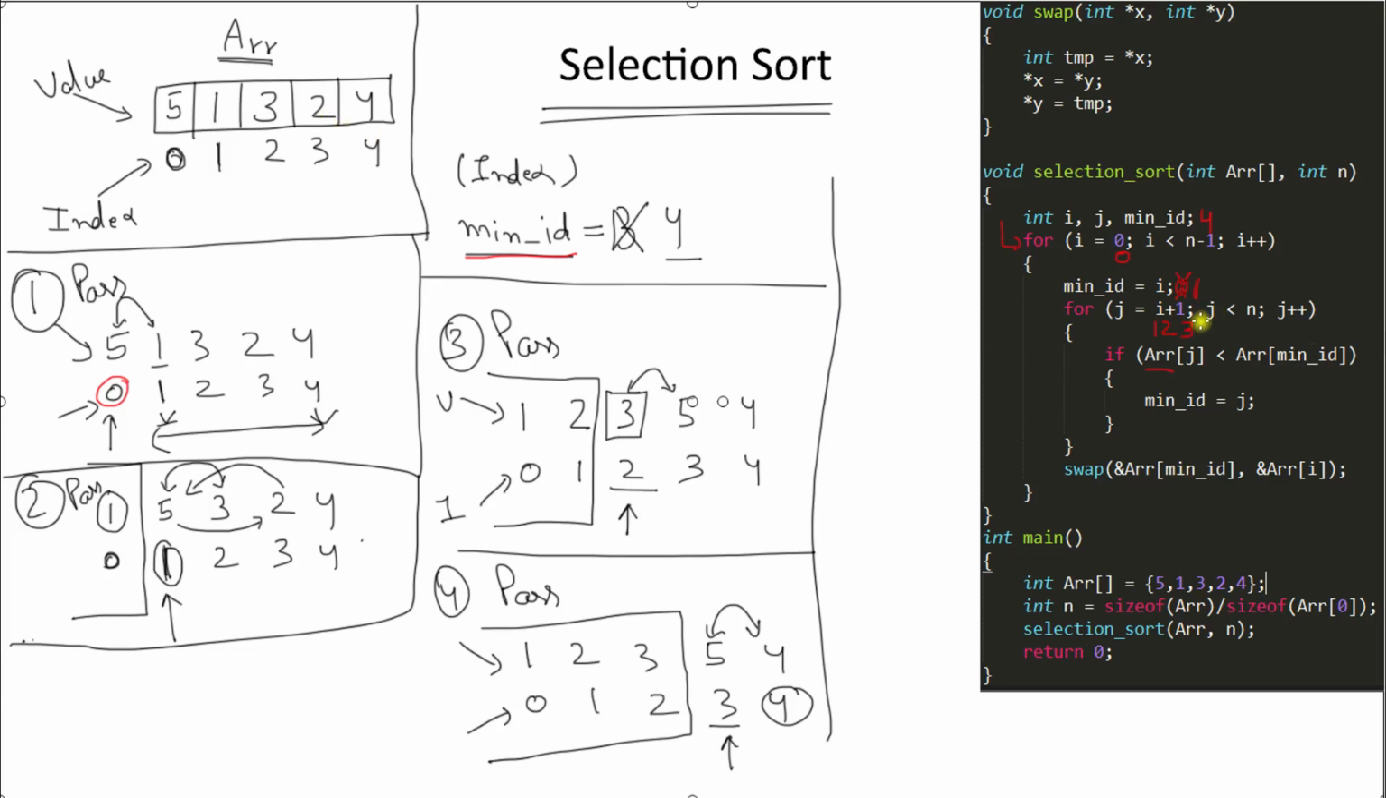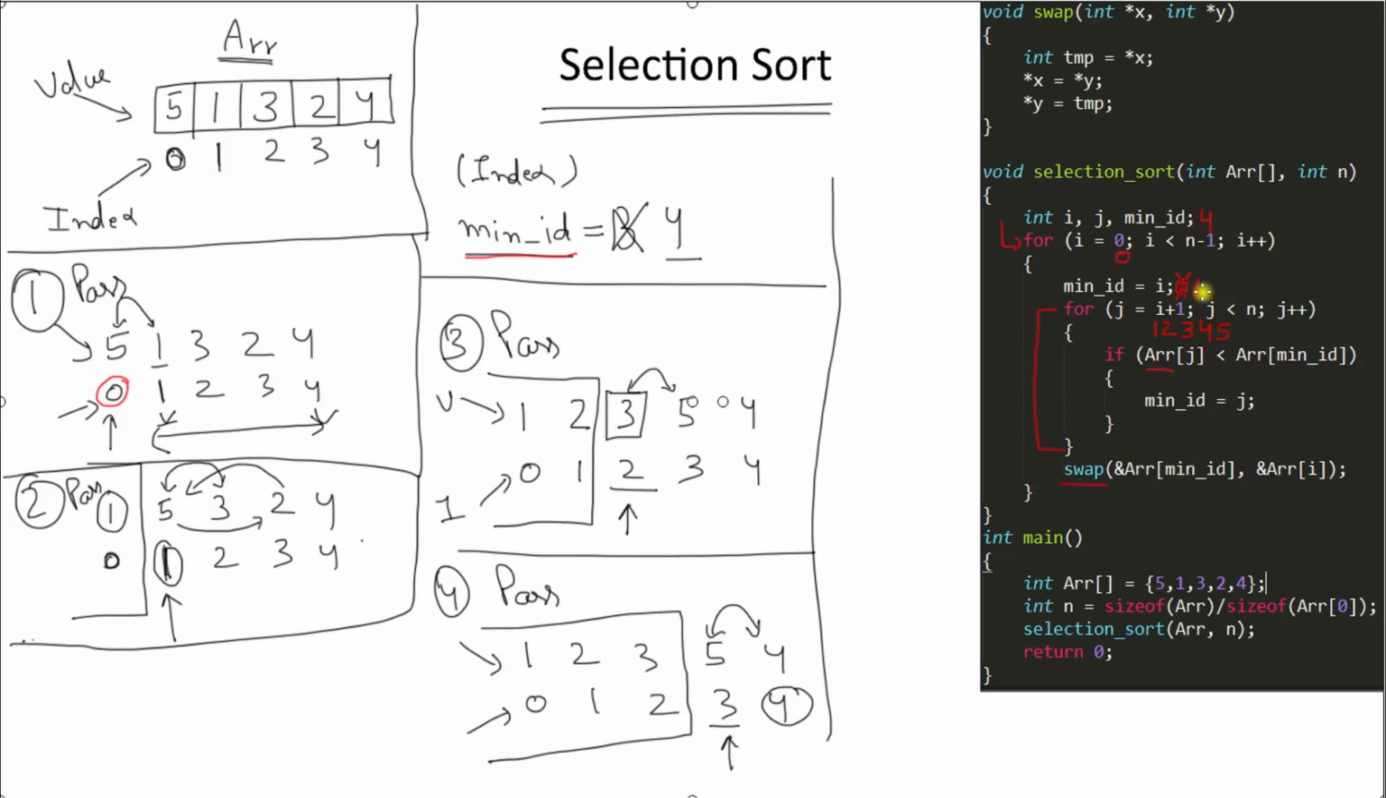Then j will become 4 here, and 4 is less than n, n is 5, so this is true, and we'll come to this position. We'll again check whether minID, which is 1, don't forget, is greater than this. No, it is not, so it will not come inside this. j will become 5 now, and 5 is less than 5. This condition is false. This whole loop will break. We will come out. There is this swap function outside.